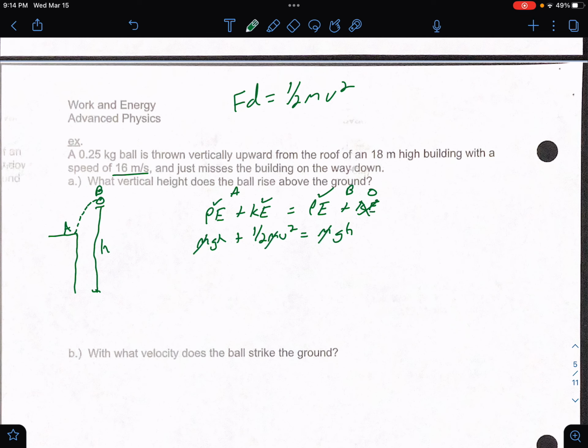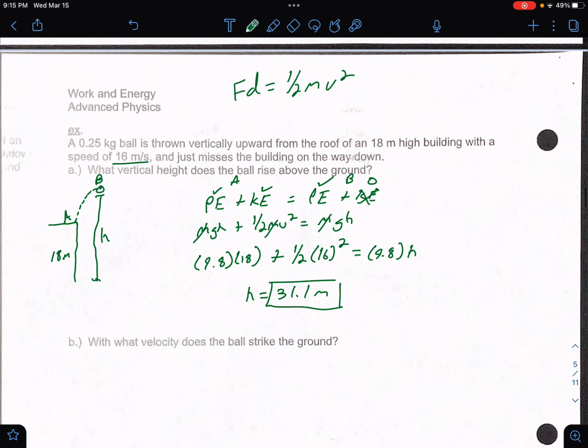So this becomes gh plus 1/2 v squared equals gh. At point A, gravity is 9.8, and this was an 18-meter high building, so my height is 18 meters, plus 1/2, my velocity is being thrown up at 16 meters per second, squared, equals g, which is 9.8, still gravity there. And then you can leave height as h, and now you just have to solve for h. So I get a height of 31.1 meters. So that's the answer for that one.